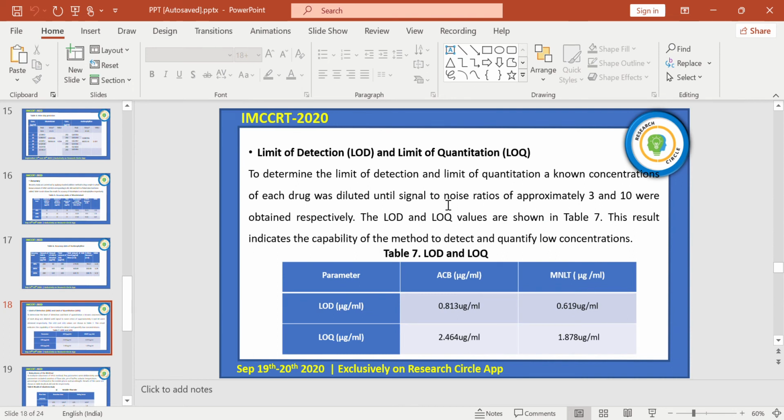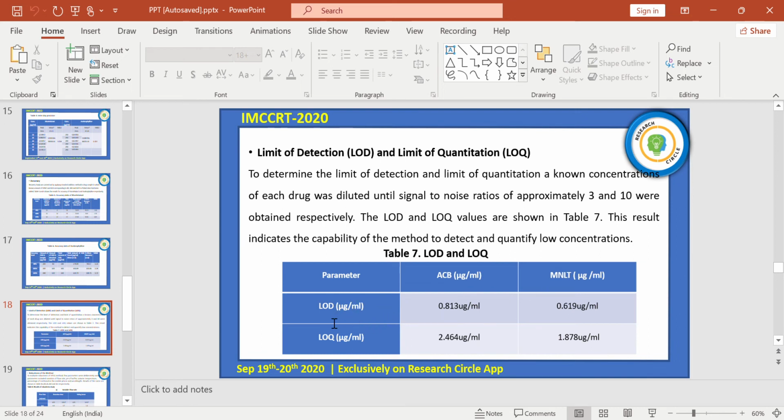Next parameter validated was limit of detection and limit of quantitation. So to determine the LOD and LOQ, a known concentration of each drug was diluted until the signal to noise ratios of approximately 3 and 10 were obtained respectively. This table shows the LOD and LOQ values.